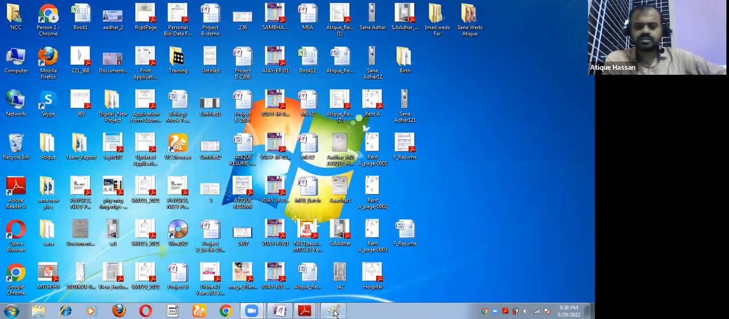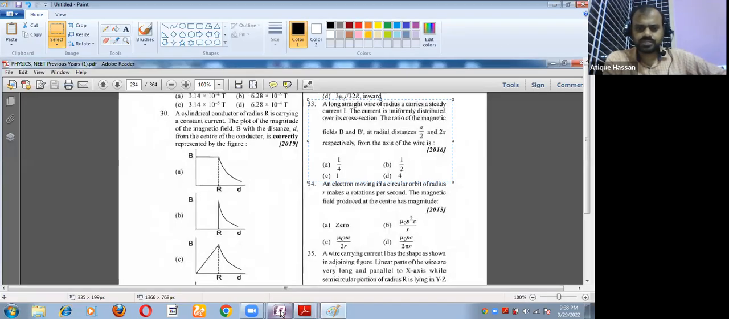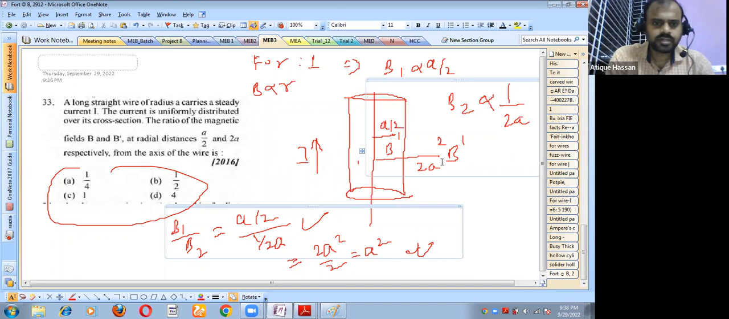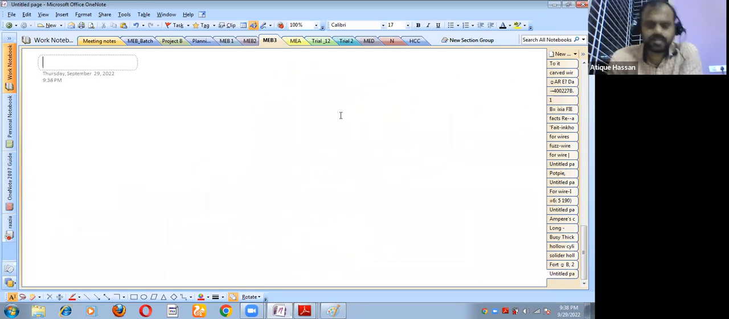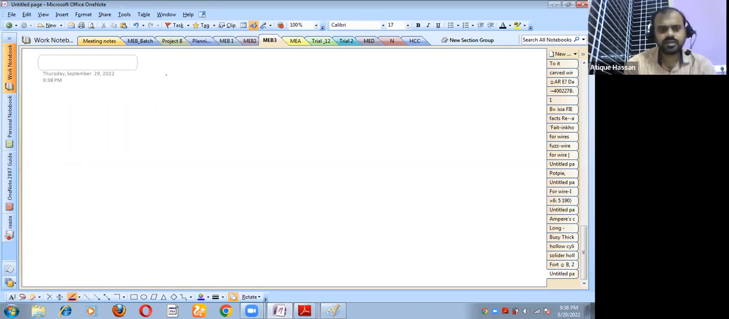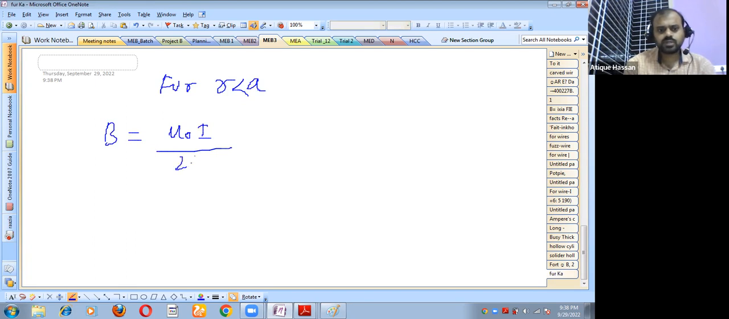Okay, the radius is different. We have to use the exact formula here. We cannot use that direct formula, right? We have to use the exact formula of magnetic field. What was the exact expression of magnetic field for r less than a? What was the magnetic field formula? B is equal to mu naught I by 2 pi a square into r, right?